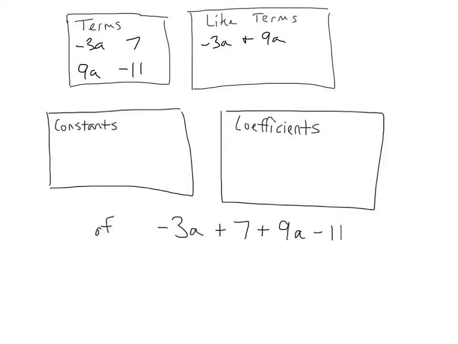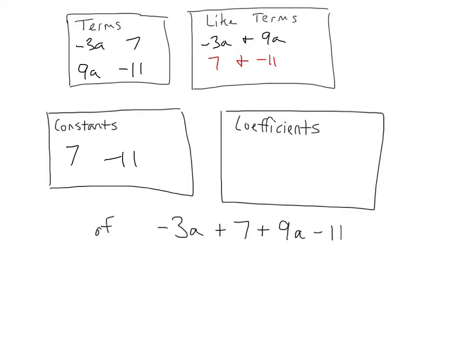Now I also have a 7 and, or I'll just keep for consistency's sake, just use my little and sign, negative 11. Now it's important to keep in mind, 7 is not a like term to negative 3a. And negative 11 is not a like term to negative 3a or to 9a because they don't share, one of them has a variable and one of them does not. Constants, do I have any constants? Well, yeah. 7 is a constant because he's a number without a variable. I also have negative 11 as a constant.